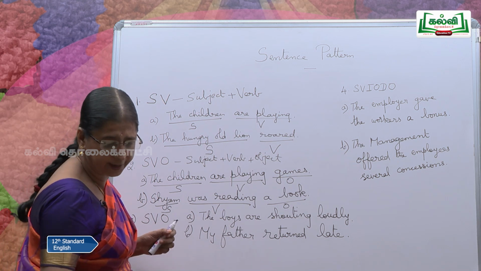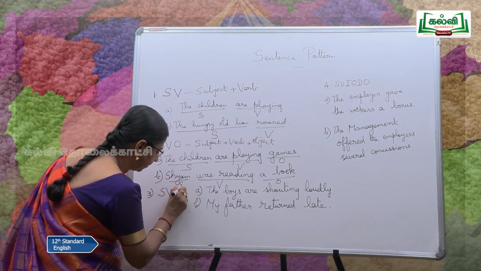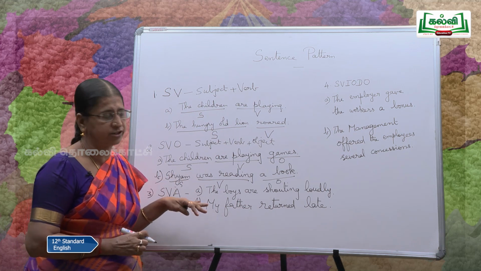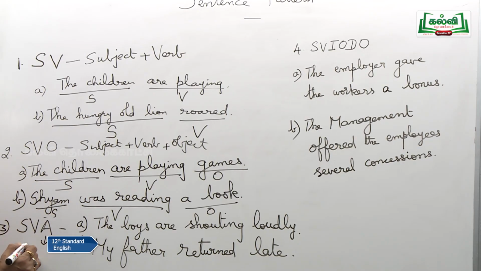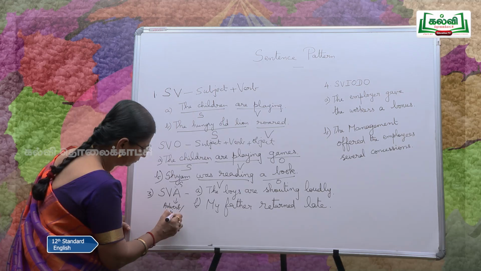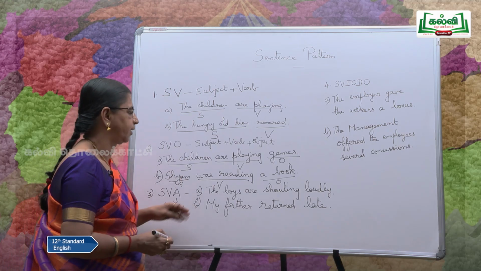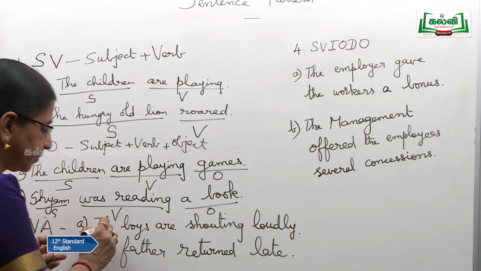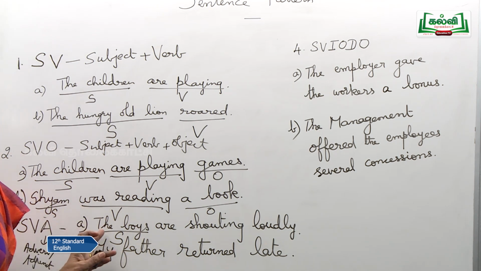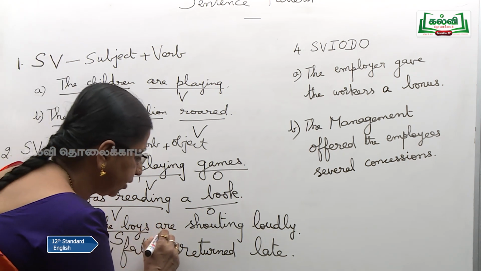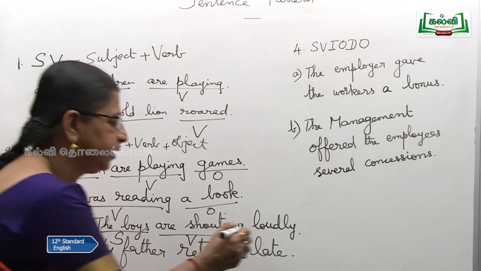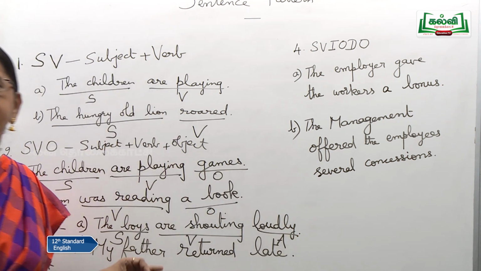Now the next one is SVA. What does A stand for? It is an adjunct, adverb or adjunct. The boys are shouting loudly. So again subject, who are we talking about? We are talking about the boys. What are they doing? They are shouting. How are they shouting? Loudly. So this is my adjunct.